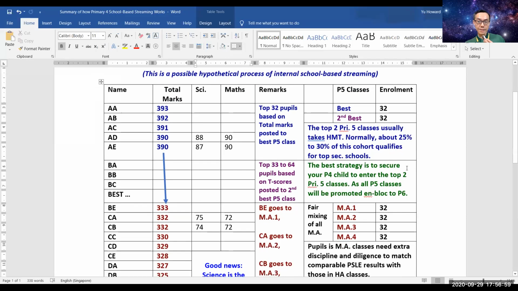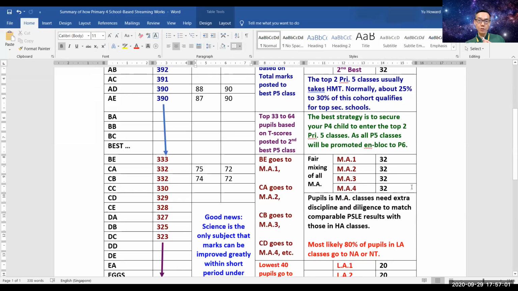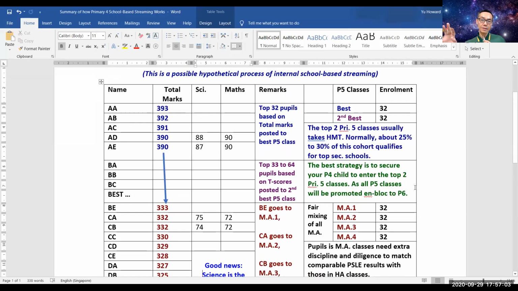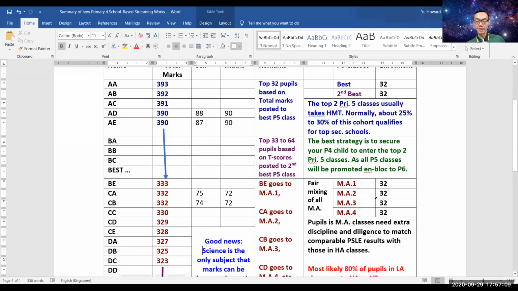Okay, so let's see the mixed ability classes. Assuming that we have already promoted the 64 students to the top 2 P5 classes, next are the mixed ability classes. In fact, the majority of the students will be in the mixed ability classes, or MA. Assuming this school has 4 MA P5 classes, each with 32 students.